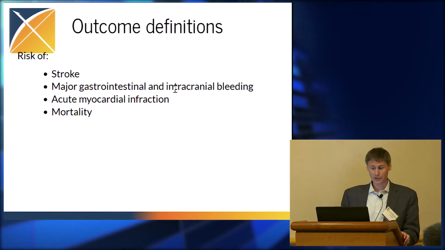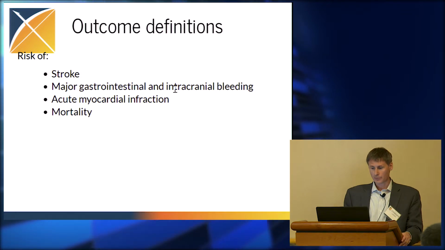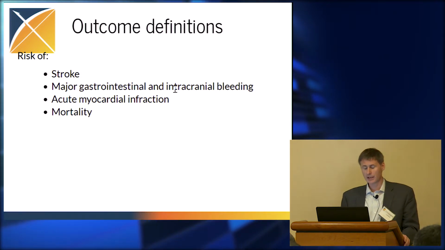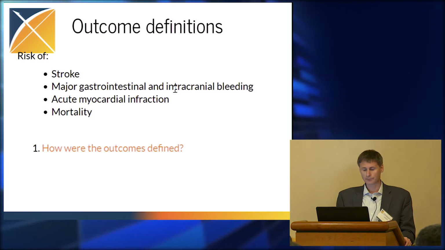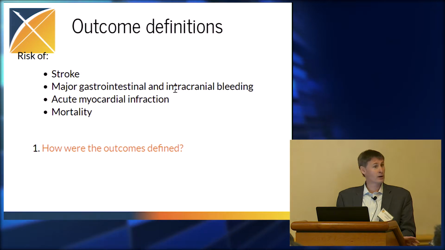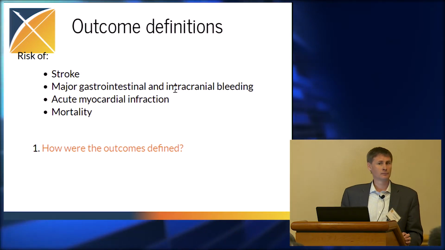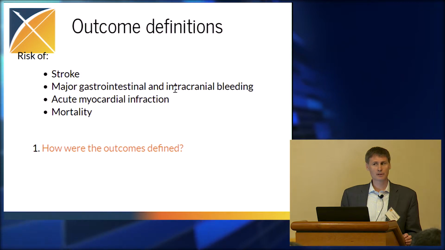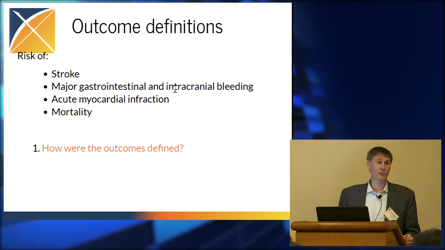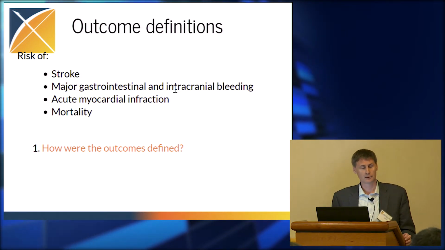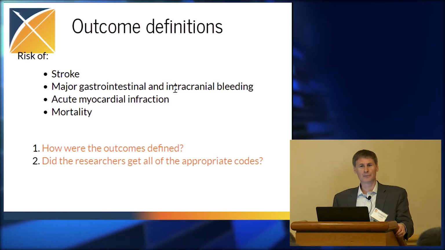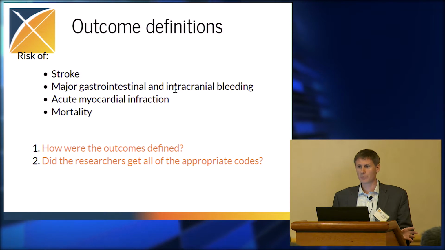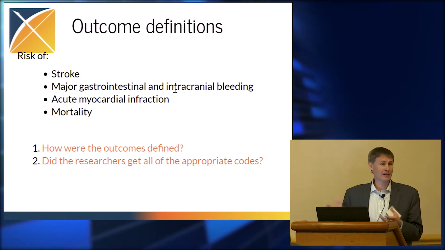So here are our outcome definitions: risk of stroke, GI and intracranial bleeding, acute myocardial infarction, and all-cause mortality. So were they well defined? Was there a table of those? In the supplements, they actually do have the billing codes for the outcomes, correct? Now, were those all the appropriate codes? As subject matter experts, we'd have to look at that.